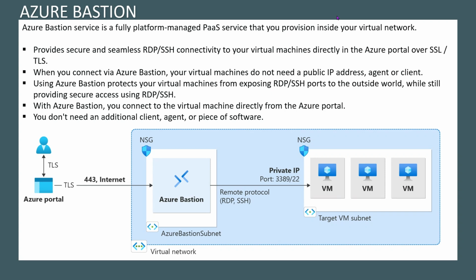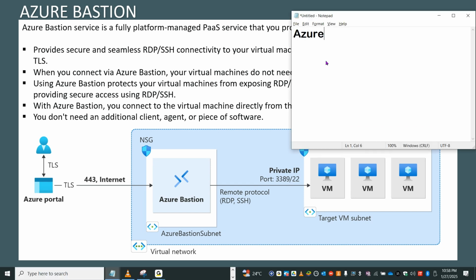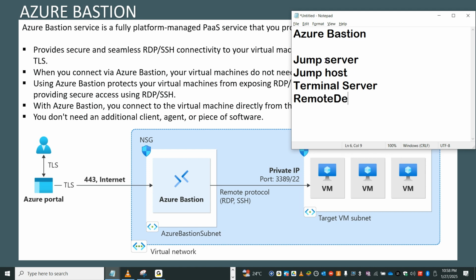In this video, we are going to discuss Azure Bastion. So Azure Bastion, in many organizations, they call it a jump server or jump host or terminal server, or even in the Windows part of the world, they call it a remote desktop server. When you want to take remote desktop of a server or a particular device, you generally use this particular solution, the jump station or the bastion.